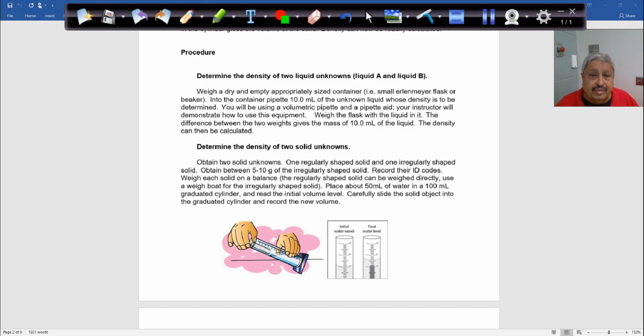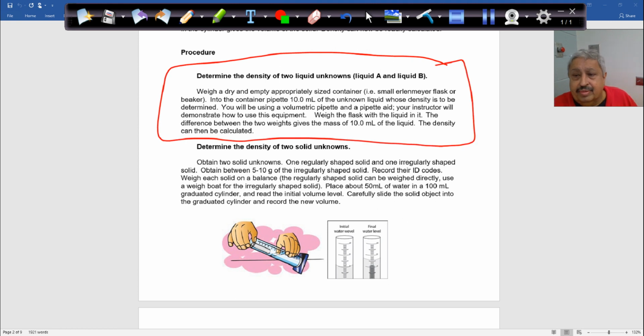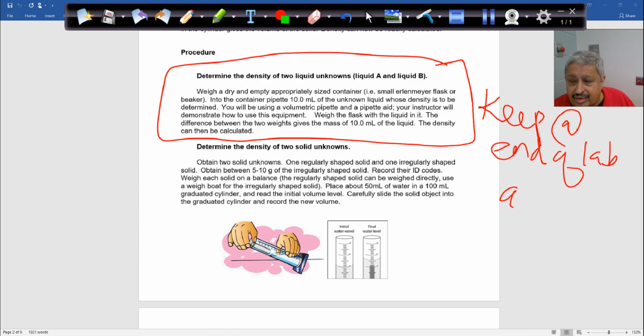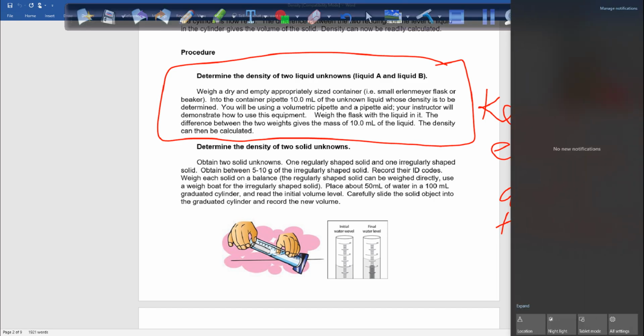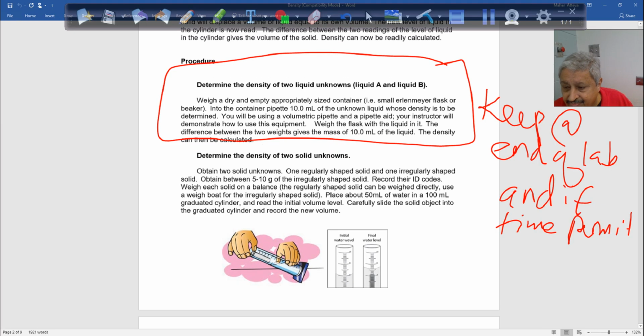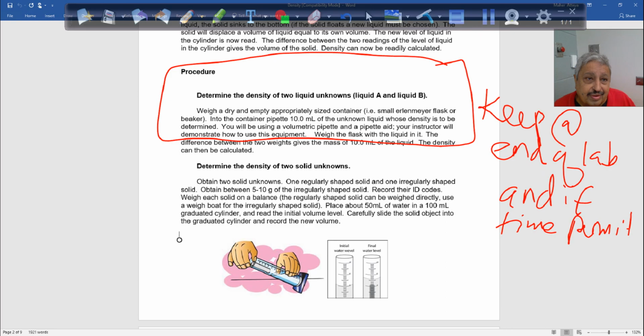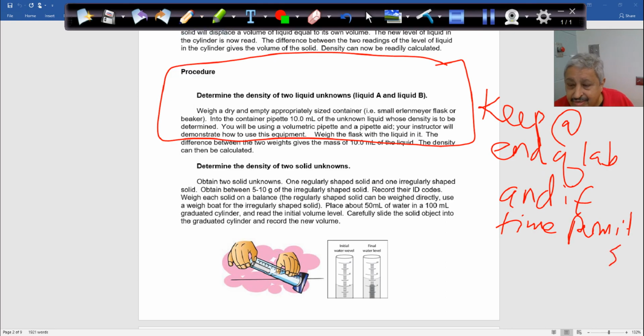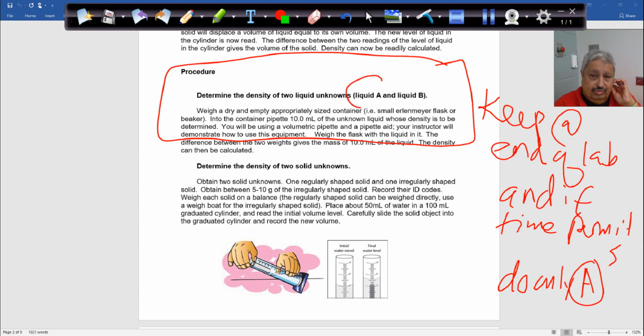We'll do here, keep at end of lab, and if time permits, do only A, unknown A. You will do A if the time permits.